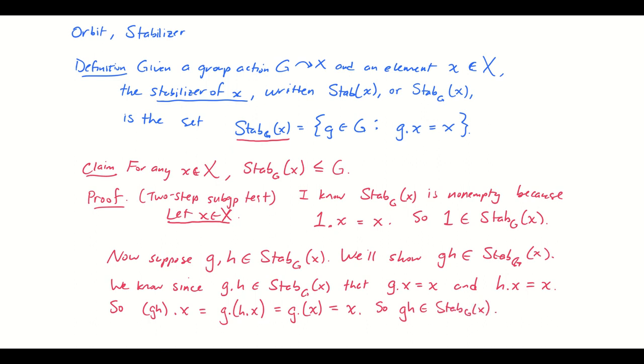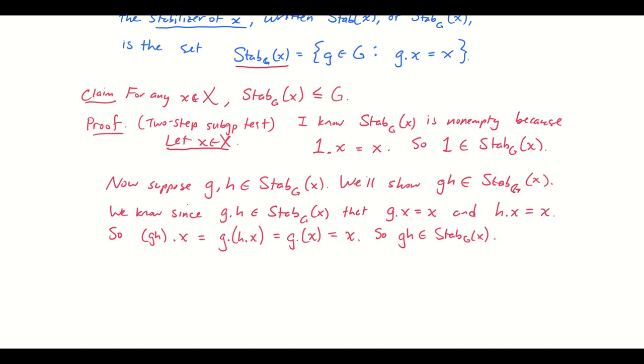Okay, so that's one step. And the other step is proving that the stabilizer contains all of its inverses. So suppose G belongs to the stabilizer. We'll show G inverse also belongs.